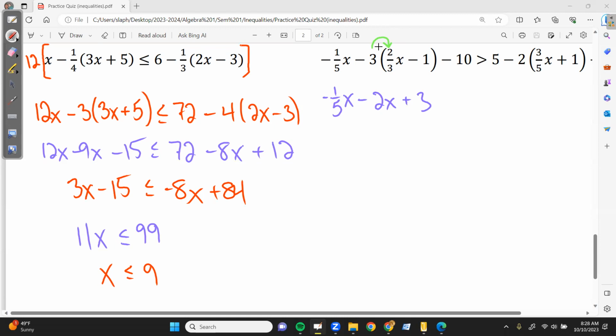And then, of course, copy down the minus 10, right? Ooh, switch colors. That is a terrible color for showing work. My God, I can't see that. Minus 10. And then on the right-hand side, copy down the 5. And here I go again. I'm not going to get lucky this time. When I multiply the 2, I'm going to get minus 6/5 of x and minus 2.